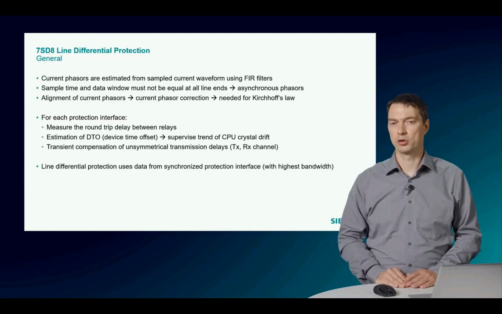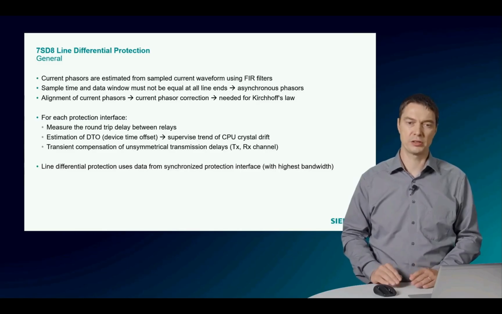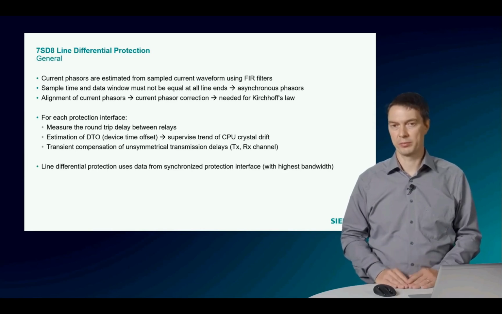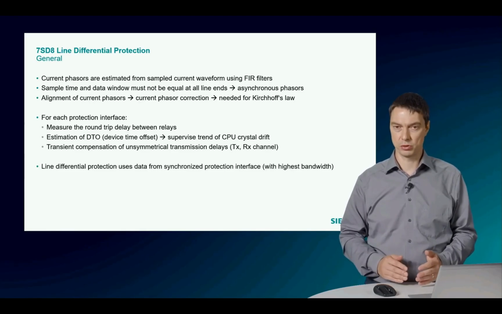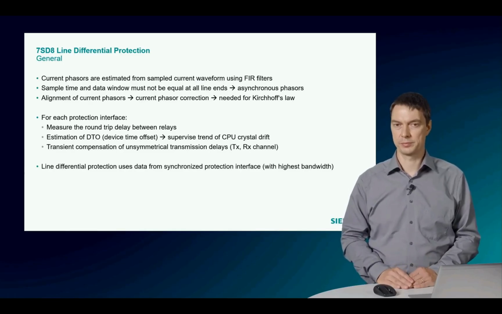This is detected automatically and compensated for a given duration. In case you have a redundant communication interface, the device selects the one which is synchronized and has a higher bandwidth. For example, if you use a direct fiber optic channel and also a 64 kilobit channel, and both are synchronized, then the direct optical fiber is selected.